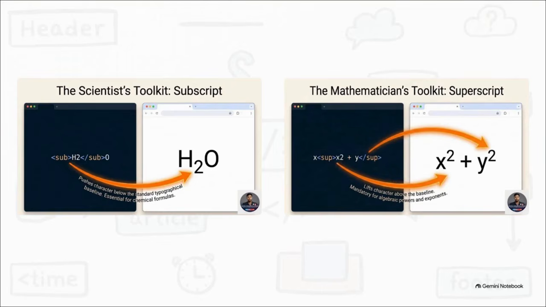Okay, so if you've ever tried typing a chemical formula or an algebraic equation in plain text, you know it's a complete visual disaster. It just doesn't work. So, opening up the scientist's toolkit, we have the sub tag, short for subscript. This physically pushes characters below the standard baseline, which is absolutely essential if you want to render something like H2O correctly. Then, over in the mathematician's toolkit, we have the sup tag, superscript. That lifts the character above the baseline, which you obviously need for powers and exponents like x squared plus y squared. They are such simple tags, but they have a massive impact.